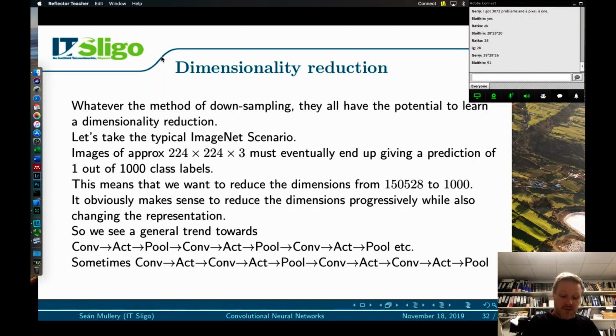The other thing you might sometimes see is convolution, activation, another convolution and activation, and then a pooling layer. And as I said, there's also a trend towards this idea of having convolution, activation, and then a strided convolution to bring it down in some way and slowly reduce the dimensions.